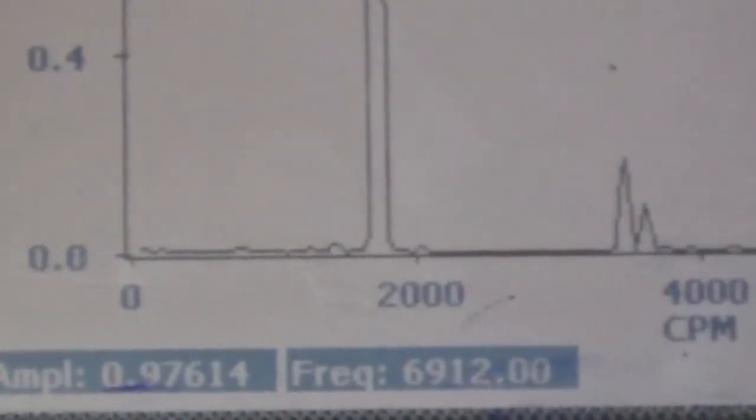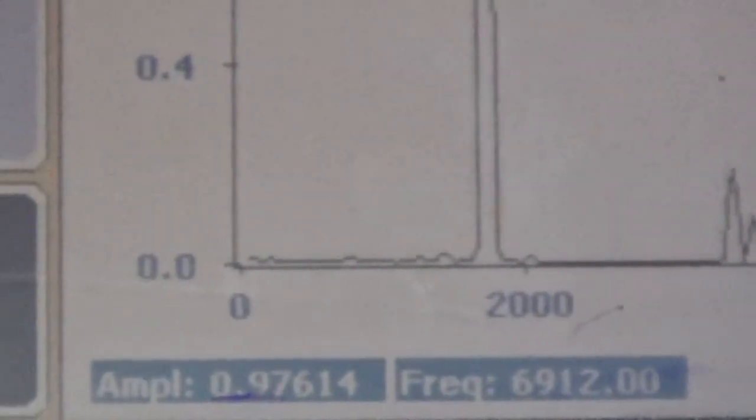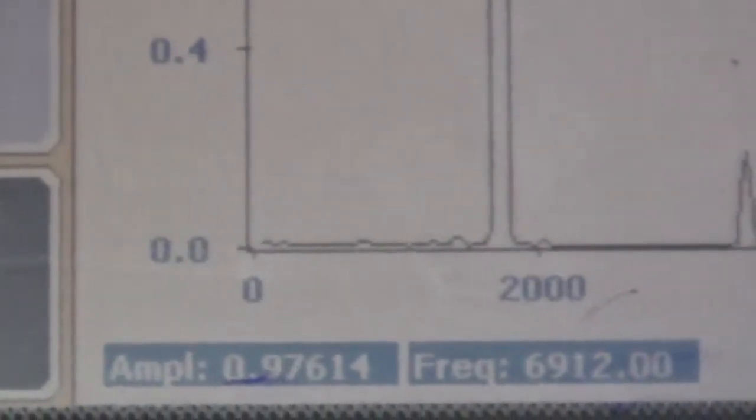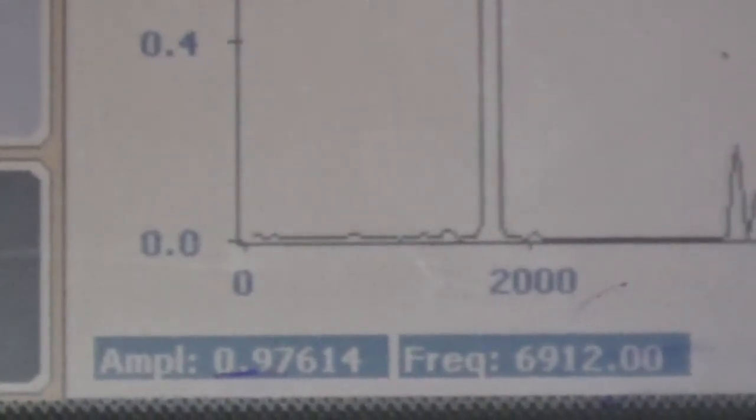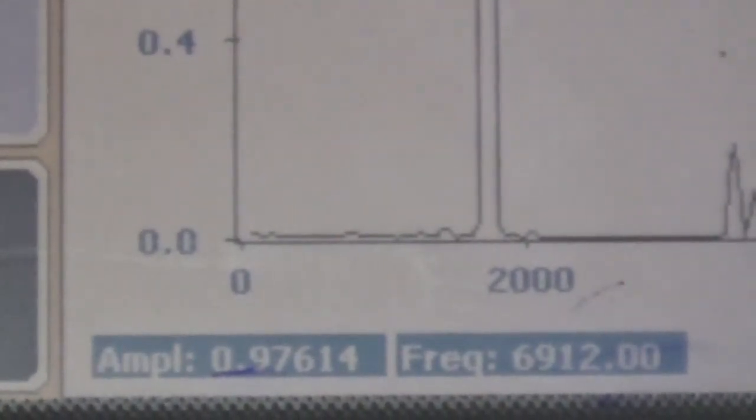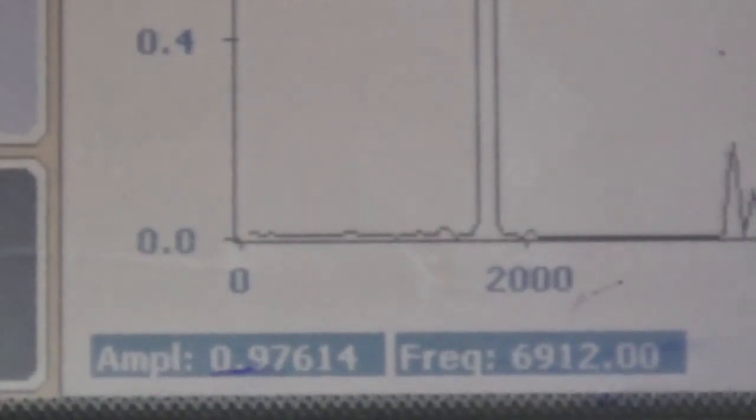Now you can see here. So frequency is telling me that the blades are touching the cover plate. This frequency 6912 cycles per minute is the same as the blade pass frequency of this fan, and the amplitude at this frequency is telling me with how much force the cover plate is touching the blades of the fan.